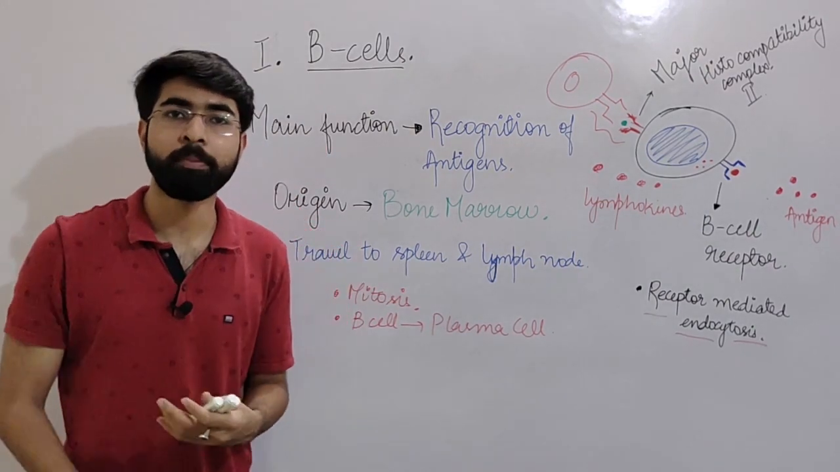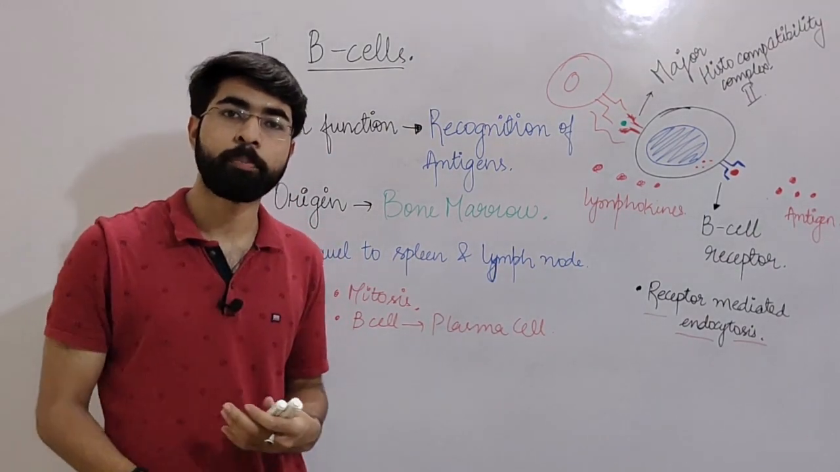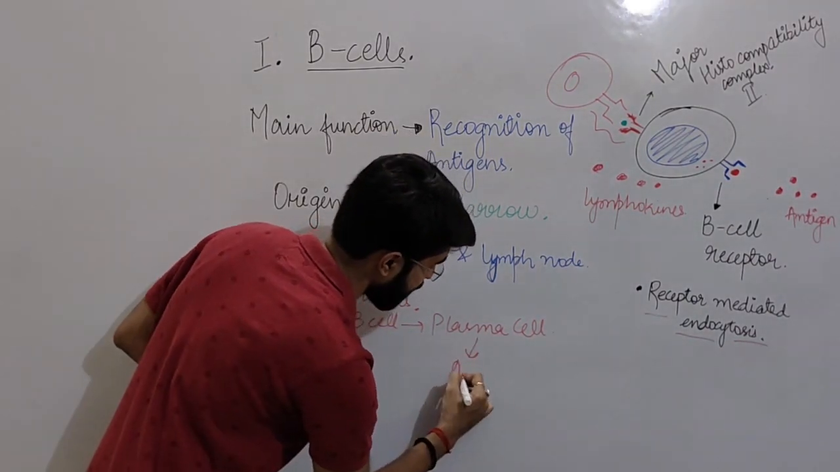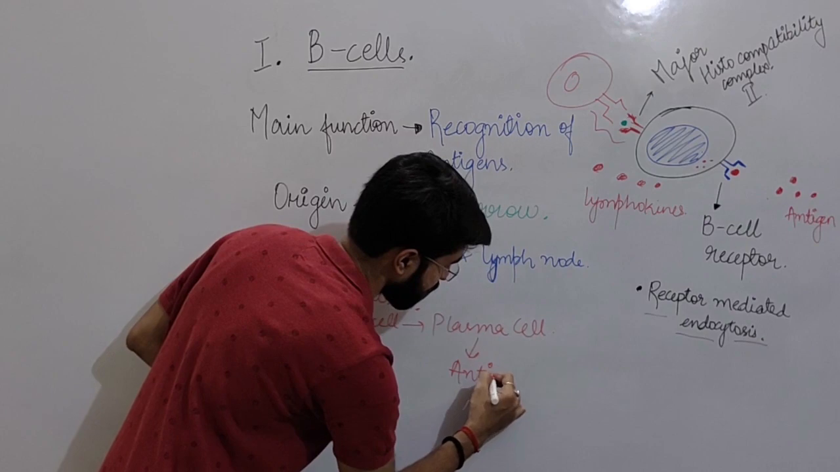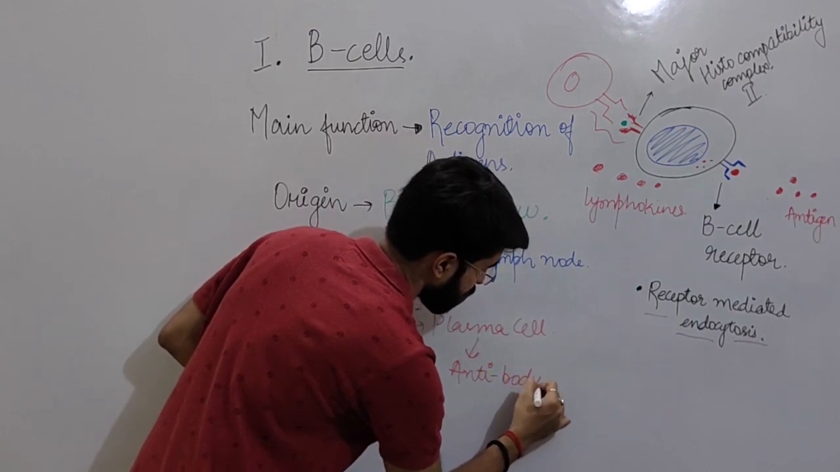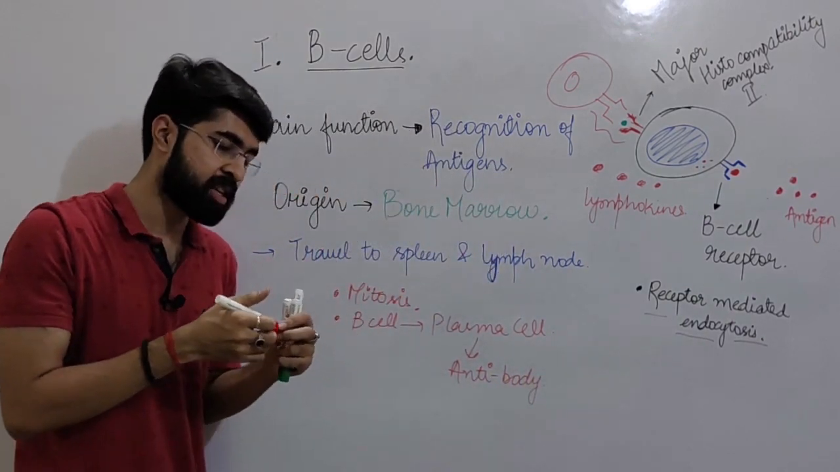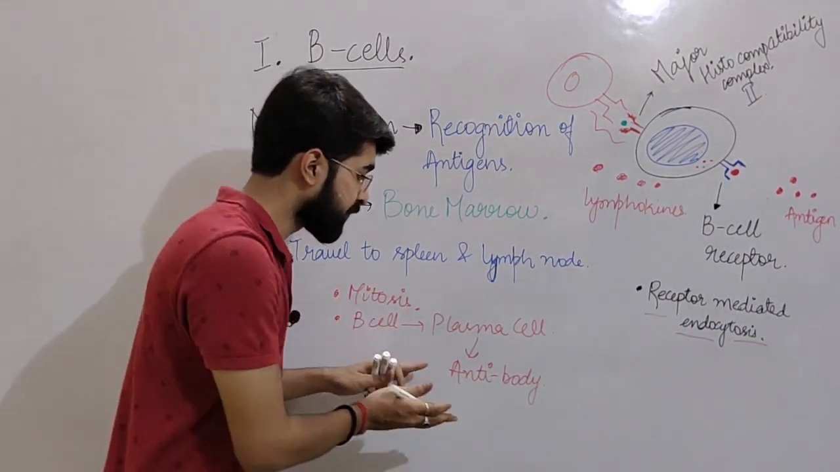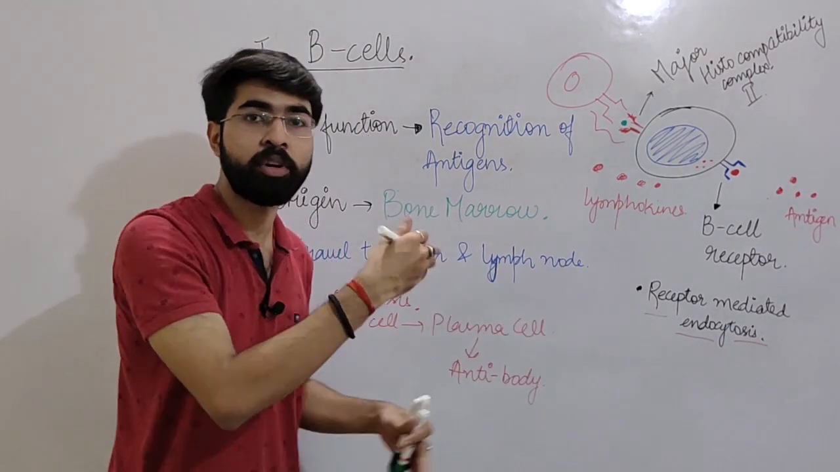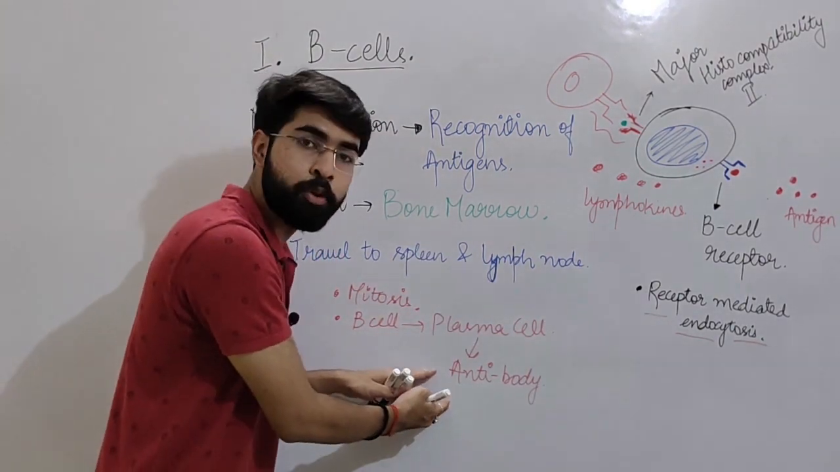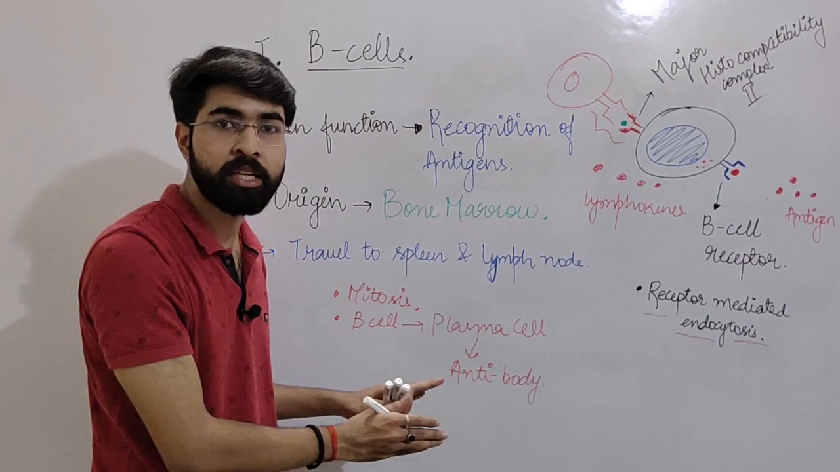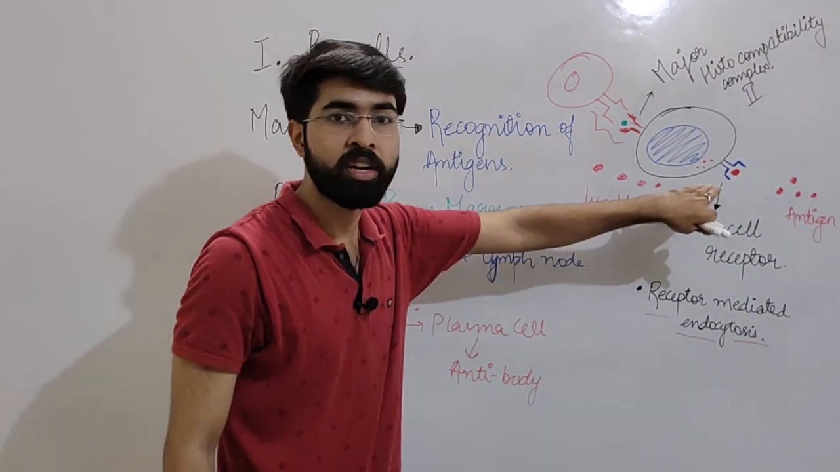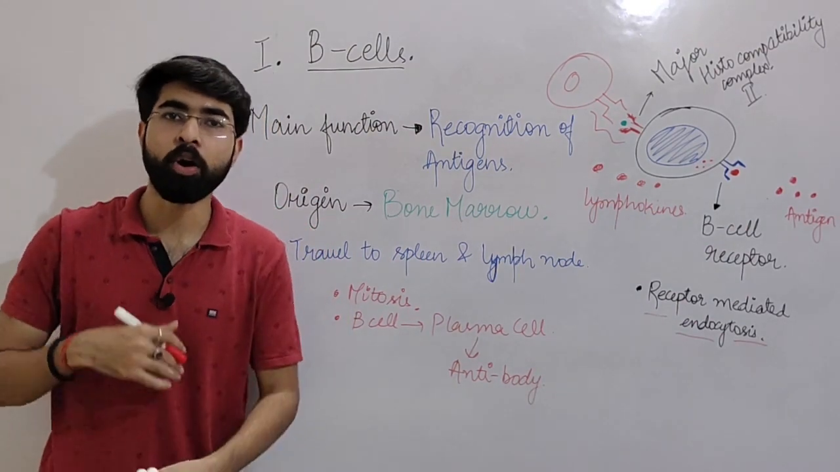The plasma cell starts the production of antibody. Why does it start the production of antibody? The antibody is used to counter and recognize the antigen, and the antibody that is produced over here is specific to the antigen that the B cell recognized at the start. So this was the overview about the B cell.